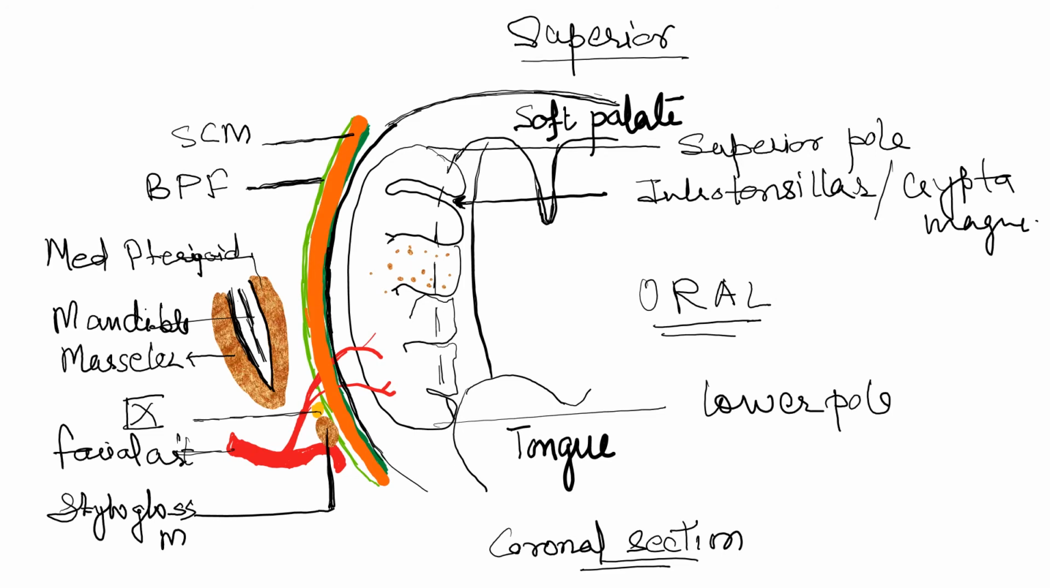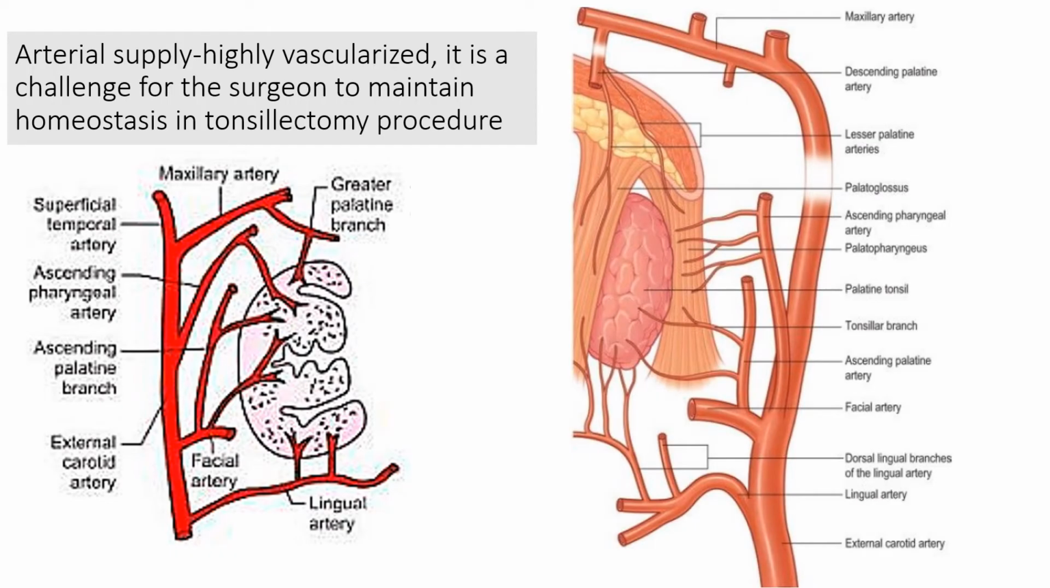So I hope now the relations of the tonsils are clear to you. So let's move ahead. Let's see the arterial supply of the tonsil. As I've said, there are many branches. Right now I'm saying tonsil, that means I'm referring to the palatine tonsil.